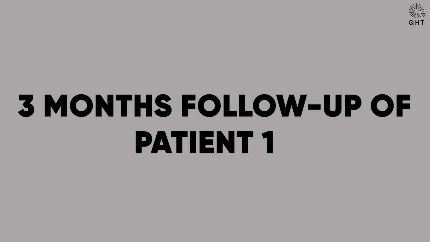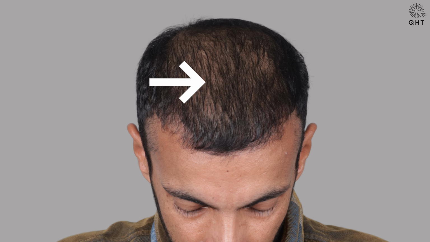3-month follow-up of patient 1. 3 months after the transplant, patient 1 showed remarkable progress. His hairline had taken proper shape, giving his frontal look a sharp and impressive appearance. The transplanted follicles were now entering the growth phase, and new hair could clearly be seen on his scalp.